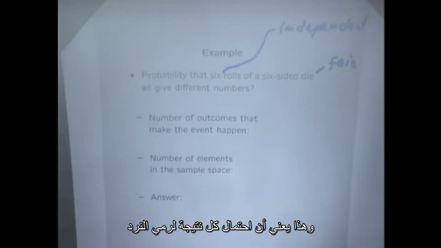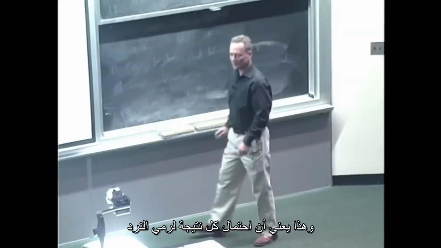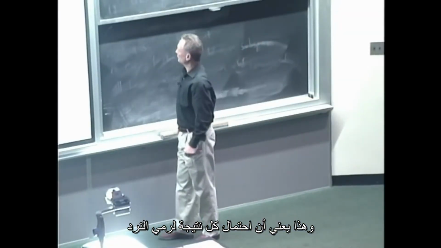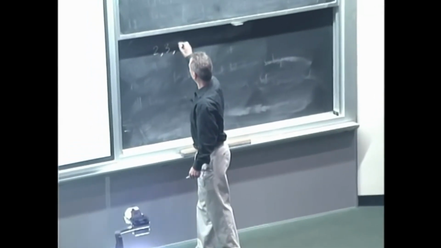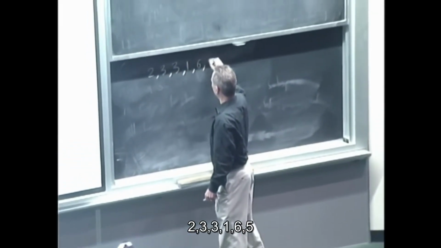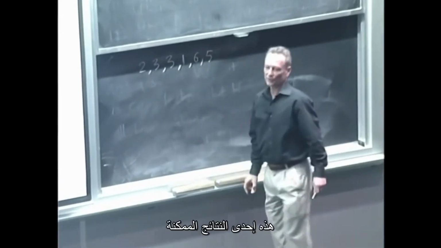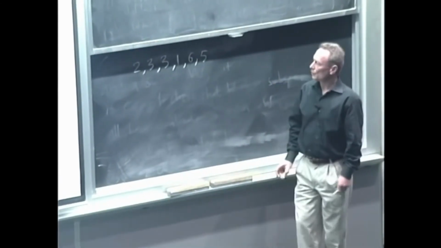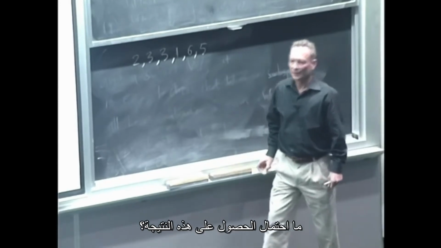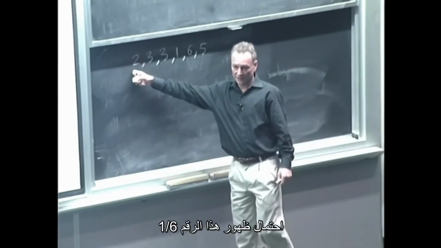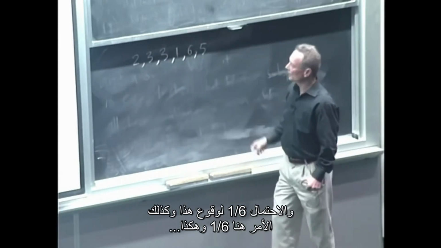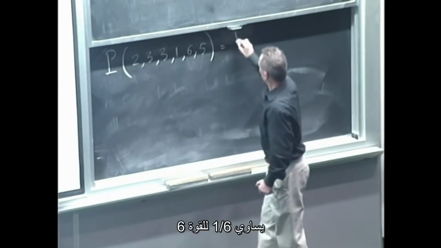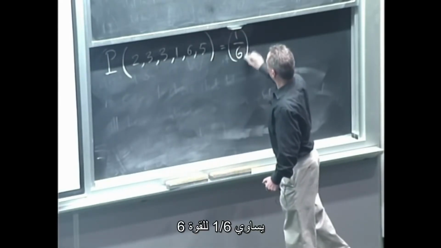So this means that the probability of any particular outcome of the die rolls, for example, so we have 6 rolls, one particular outcome could be 3, 3, 1, 6, 5. So that's one possible outcome. What's the probability of this outcome? There's probability 1/6 that this happens, 1/6 that this happens, 1/6 that this happens, and so on. So the probability that the outcome is this one is 1/6 to the 6th.